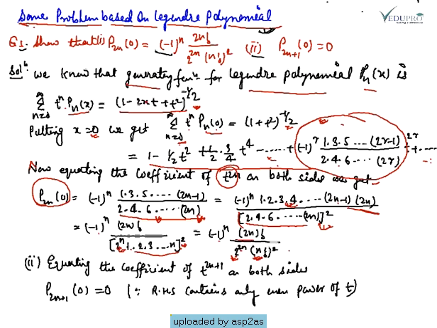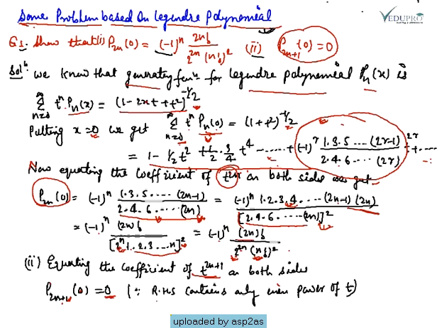Now for the second part where we have to prove P2n+1(0) is equal to 0. So equating the coefficient of t^(2n+1) on both sides, if we take this equation, here we have to equate t^(2n+1). So replacing n by 2n+1, we have the left side as P2n+1(0), and we can see on the right side there is only even power of t, there is no odd power, so this is equal to 0.